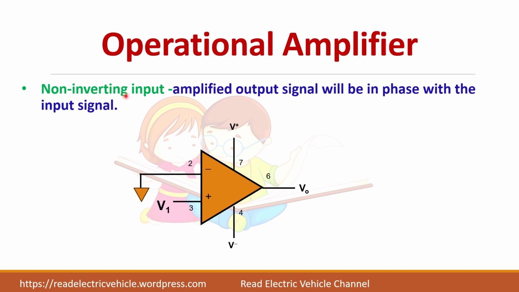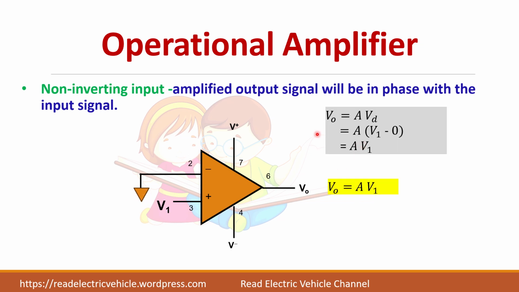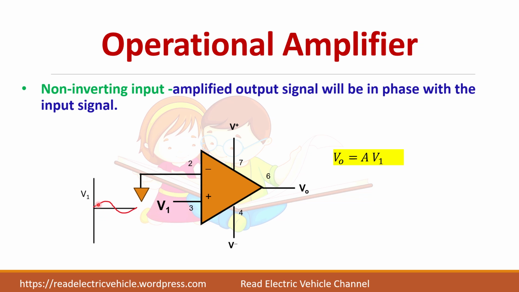Next, we will see about non-inverting input. For non-inverting input, I am giving the input at the plus pin V1 and the other pin I am grounding. In this case, what will be V0? V0 is equal to A into Vd. Here V2 is 0, so you will get A into V1. The output is in phase with input. Similarly, let me give a sine signal here. If I give a sinusoidal signal, what will I get? Same signal, but it gets amplified.